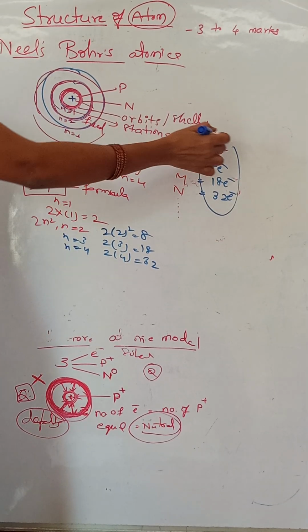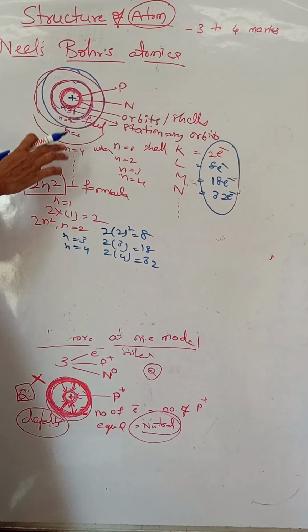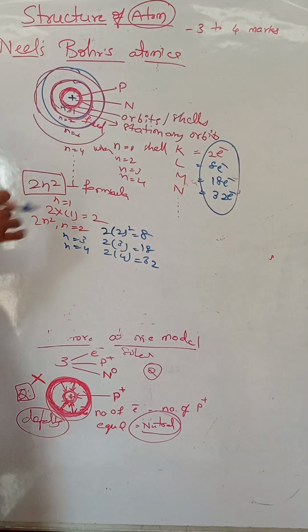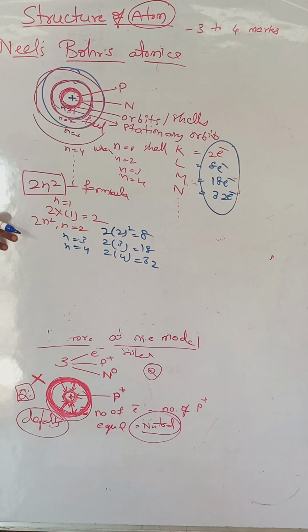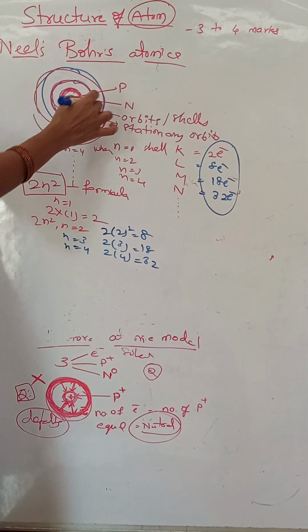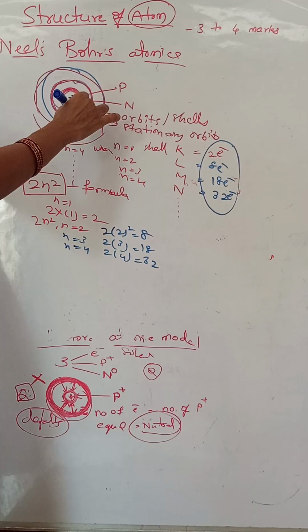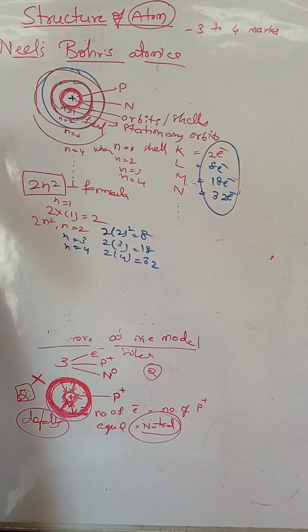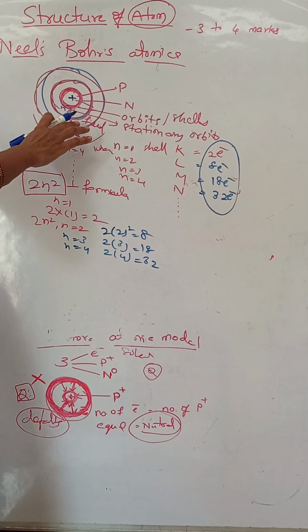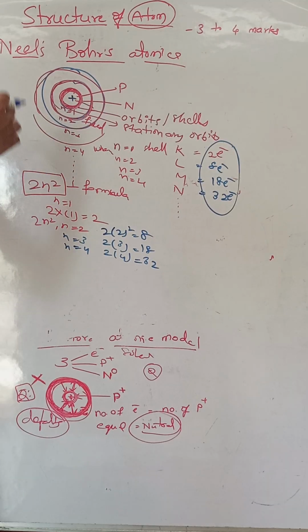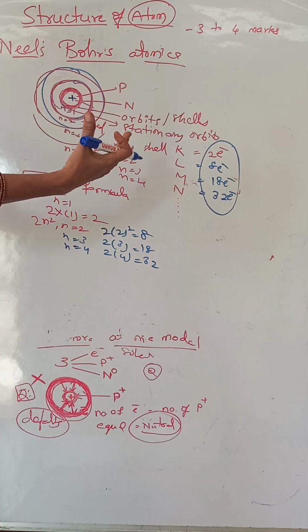These are the first, second, third, and fourth shell electron numbers. After this, we know that these stationary shells, these stationary orbits, are stable. That means these electrons are stable because they do not absorb or lose energy.